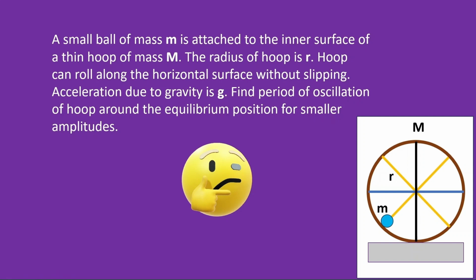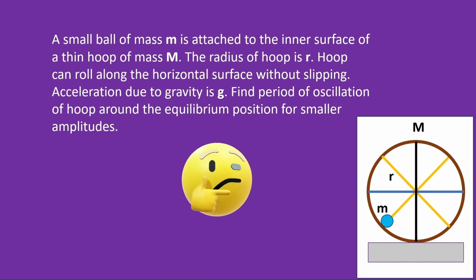Let's have a look at the amazing question taken from SHM. A small ball of mass small m is attached to the inner surface of a thin hoop of mass capital M. The radius of the hoop is r. The hoop can roll along the horizontal surface without slipping. Acceleration due to gravity is g. Find the period of oscillation of the hoop around the equilibrium position for small amplitudes.